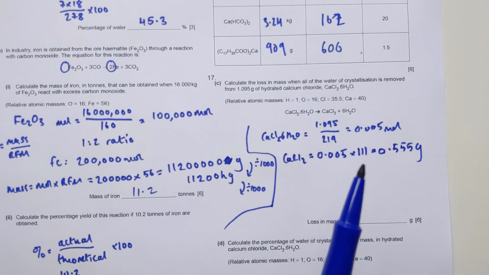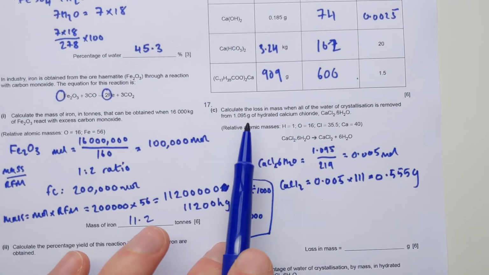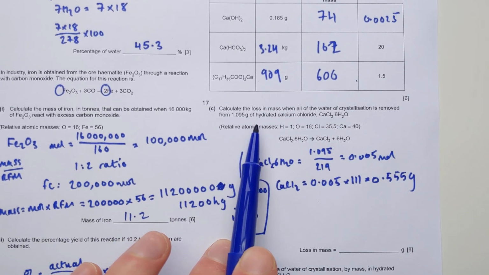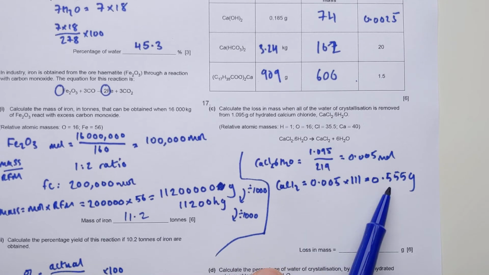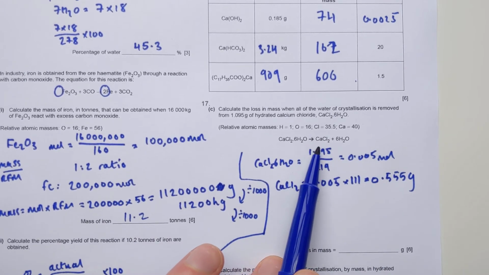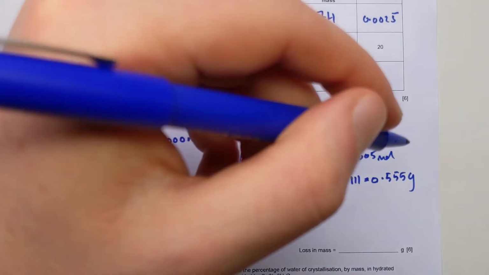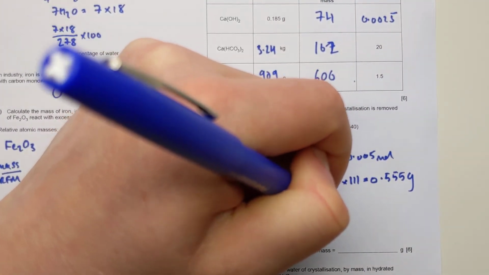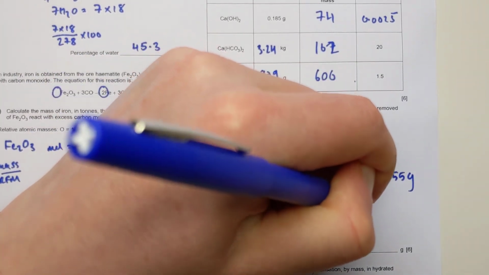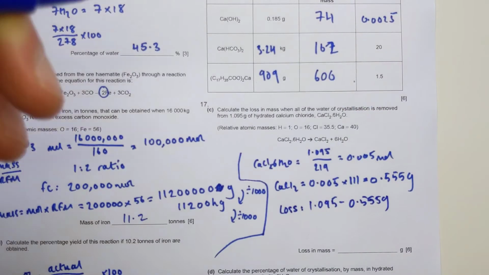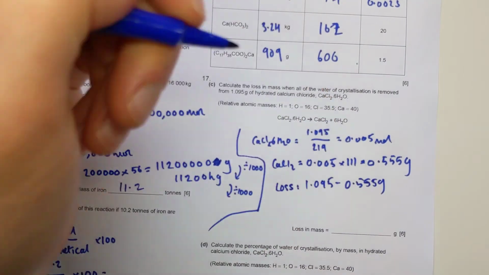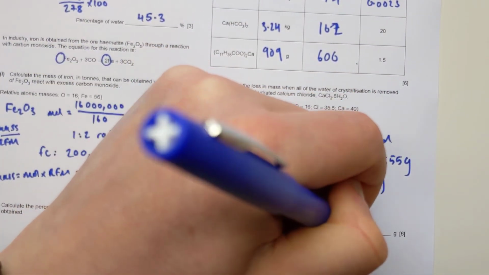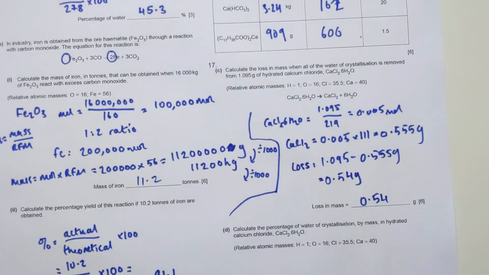So once you got to that point, you know how much of the hydrated calcium chloride you had at the start, 1.095 grams of it. You know how much it weighs at the end, 0.555 grams, because you worked out the mass of that, which is minus the waters. I just need to subtract the two. So the loss of mass will just be the 1.095 grams minus 0.555 grams. And that will be, if you do it in your calculator, 0.54 grams there.